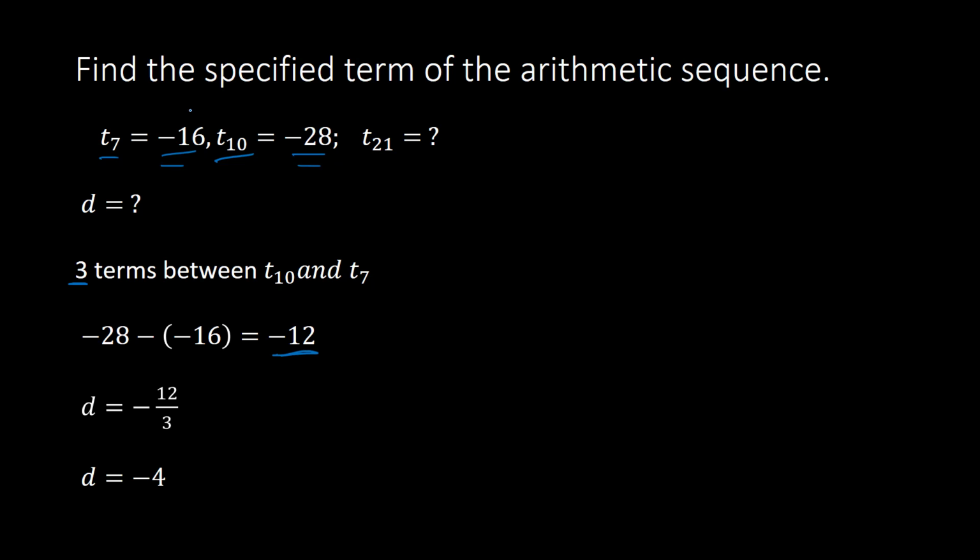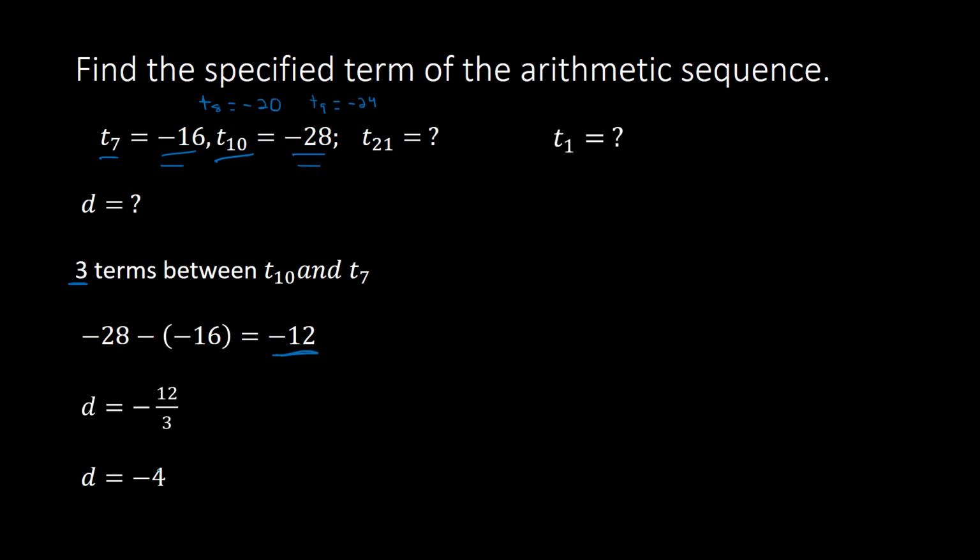And you can check that to see if that's true or not. Term 7 is negative 16. The next term, term 8, we find by subtracting 4, which would be negative 20. Term 9, we subtract 4 again to get negative 24. And then term 10 would be subtracting 4 again to get negative 28. So the common difference is negative 4. Now the question is, what is term 1?